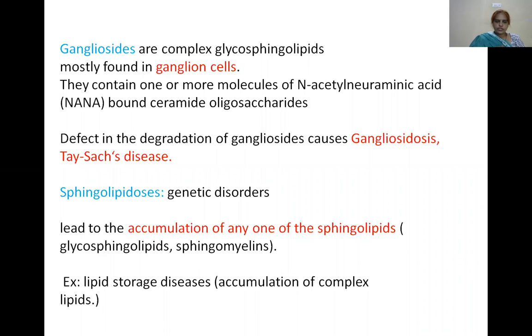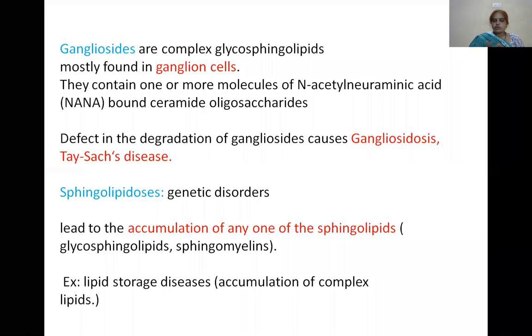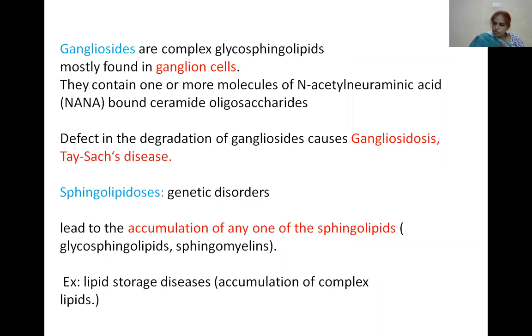Next one is sphingolipidosis. Sphingolipidosis is a genetic disorder. So this is mainly due to the accumulation of any one of the sphingolipids. This means maybe glycosphingolipids are accumulated or sphingomyelins are accumulated. So an example for the sphingolipids is lipid storage disease. Lipid storage disease means it's the accumulation of the complex lipids.